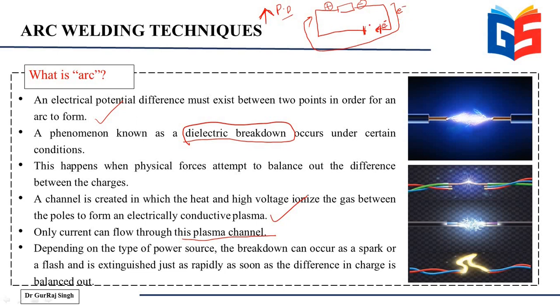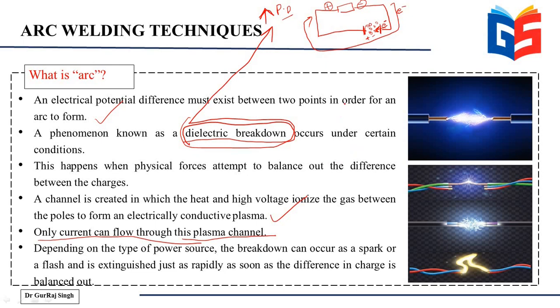What is it going to do? It is going to ionize the air molecules existing in this gap, basically into positive and negative charges, and then the electrons will make their path and move through. That is why we were saying that only current can flow through this channel. But for that, this dielectric breakdown must occur, and for that, you need a sufficiently high potential difference. So this is how the arc is created.